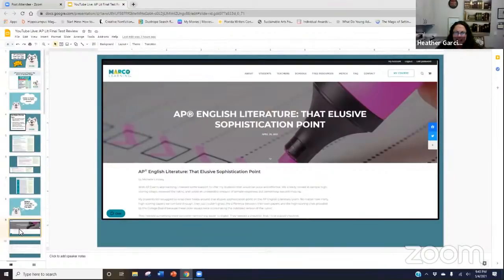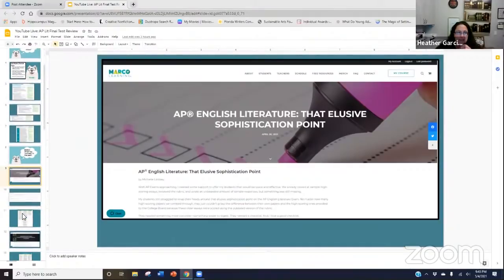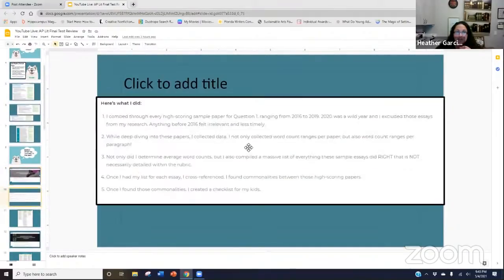And what she did, she went back through the 2016 to the 2019 release tests on College Board, and she analyzed and did a really deep dive into what made these high scoring essays really work. What made them get those high scores? And so she went through a process where she combed through the tests and collected all this data, and she wanted to really see what made them tick.